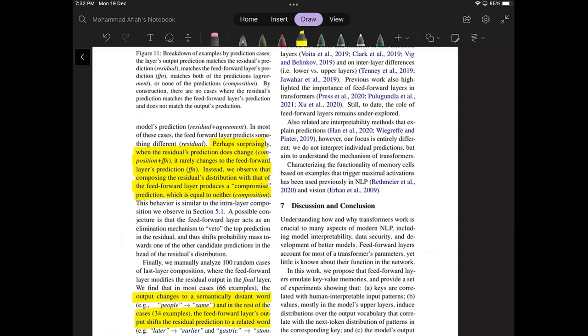Also related are interpretability methods that explain predictions. However, our focus is entirely different. We do not interpret individual predictions but aim to understand the mechanism of transformers, characterizing the functionality of memory cells based on examples that trigger maximal activations, which has been used previously in NLP.